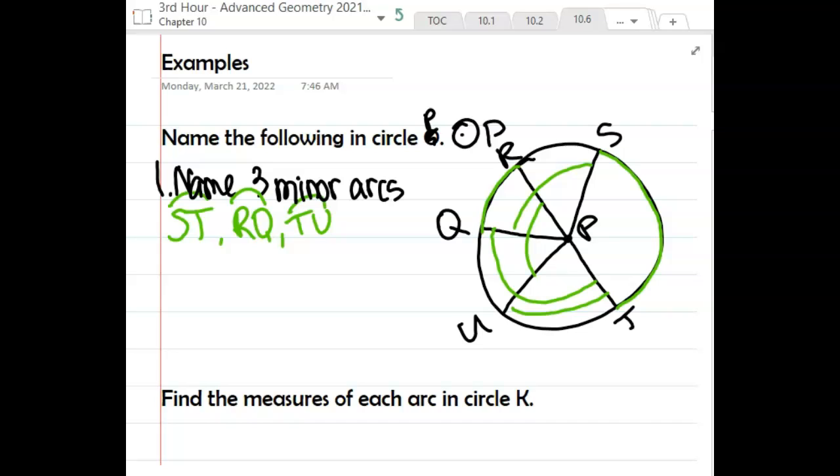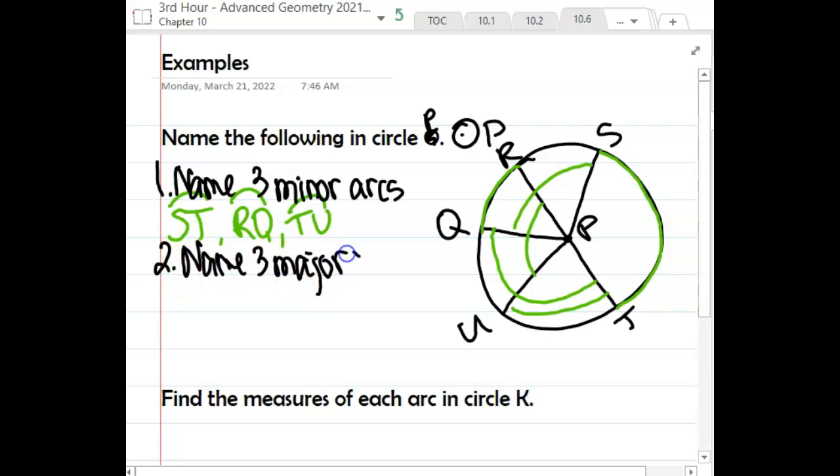So that's why we're just naming 3. Even the directions in your homework, just name 3. We'll do the same thing here. Let's name 3 major arcs. In the directions, it's going to say name all of the major arcs. I just need you to name 3.